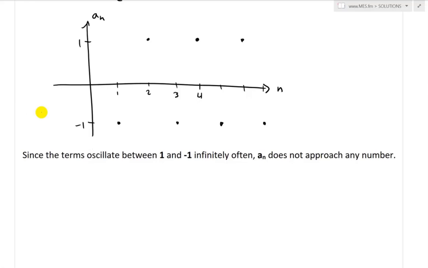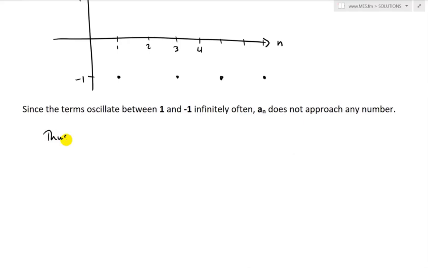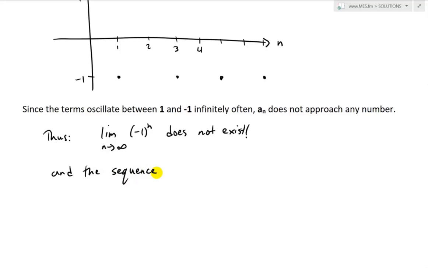So thus what we have is the limit as n approaches infinity of negative 1 to the n, and this does not exist. There's no limit. Does not exist. And the sequence right here, negative 1 to the n, is divergent.